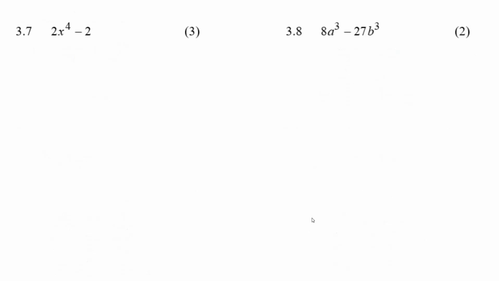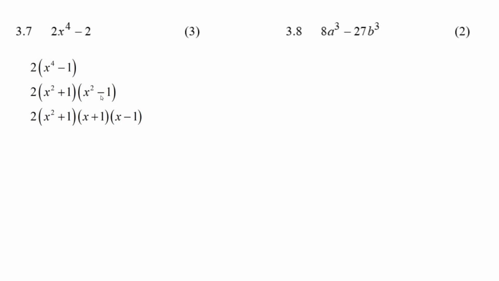Let's try one more question. What about this one? 2x to the 4th minus 2. Well, the first thing you do is any common factors? Well, there's 2 in both. So you go 2 times x to the 4th, 2 times minus 1. But then you go, oh, this is x squared times x squared, but that's 1 squared. So it's x squared plus 1, x squared minus 1.